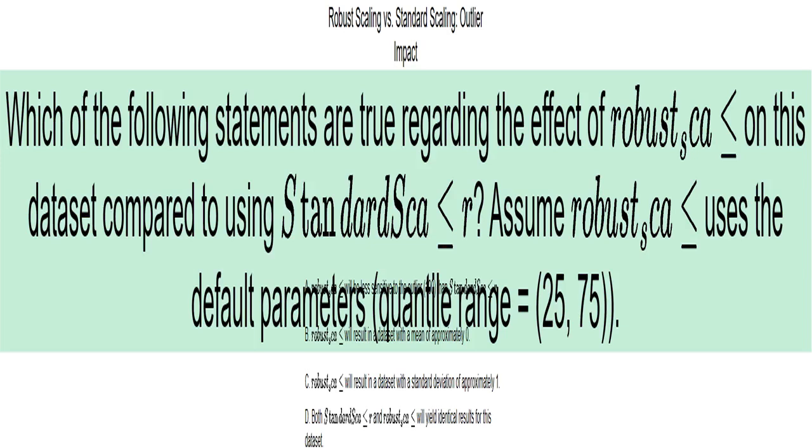This question asks us to compare how two different scaling methods, robustscale and standardscale, handle a dataset with an outlier. We need to understand which statements accurately reflect the differences in their behavior. Think about how each method deals with outliers and how this influences the resulting data's mean and standard deviation.